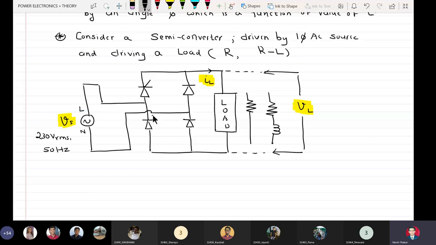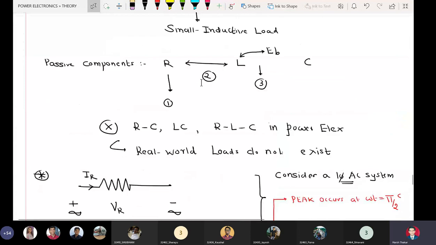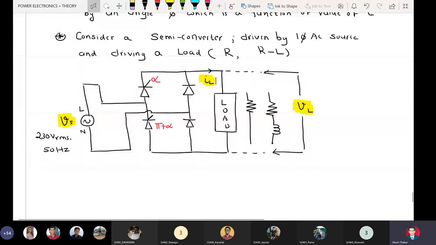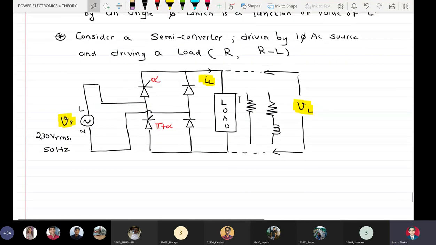So I have already made this circuit using MATLAB Simulink, and I will flash to you and show to you how the load current is purely sinusoidal and in phase with the load voltage if the semiconductor is driving a purely resistive load, and how the peaking instants of IL and VL now differ when I add a small inductance to the resistor in series. Okay, so over to MATLAB now.